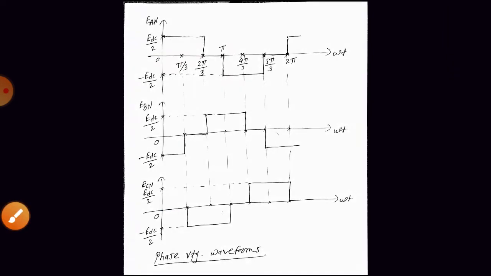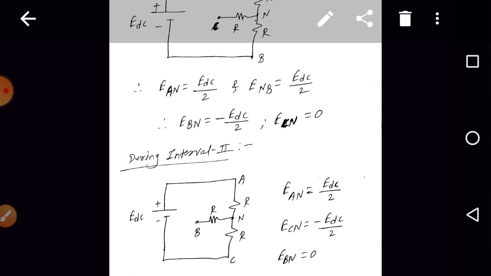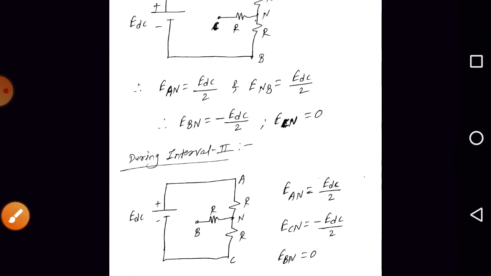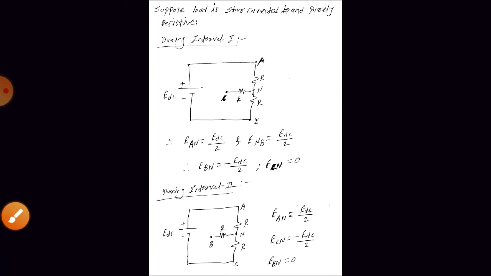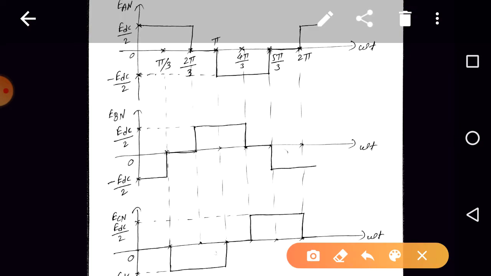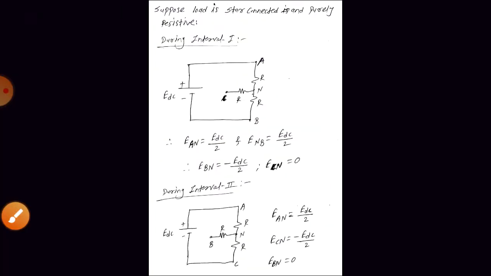During the second interval, what is EAN? EAN is EDC by 2 same, EBN is 0 and ECN is minus EDC by 2, right? Similarly, we can draw the equivalent circuit for the third interval, fourth interval, fifth interval and sixth interval.